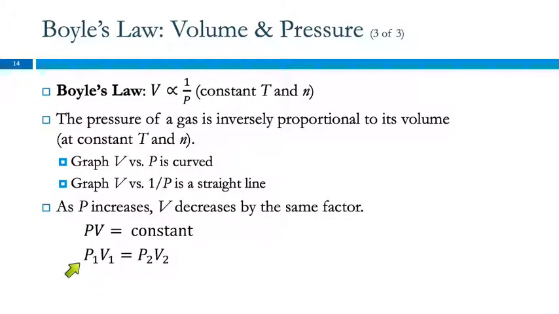So as the pressure increases, the volume decreases by the same factor. So we can say that pressure times volume is equal to a constant. If that's the case, then for the same sample of gas, if you take the pressure times the volume under one condition, that's going to be equal to the pressure times the volume under a second set of conditions. And so this is how we typically express Boyle's Law. P1V1 equals P2V2, which is really similar to the dilution equation, M1V1 equals M2V2, but there's not really a relationship between those.